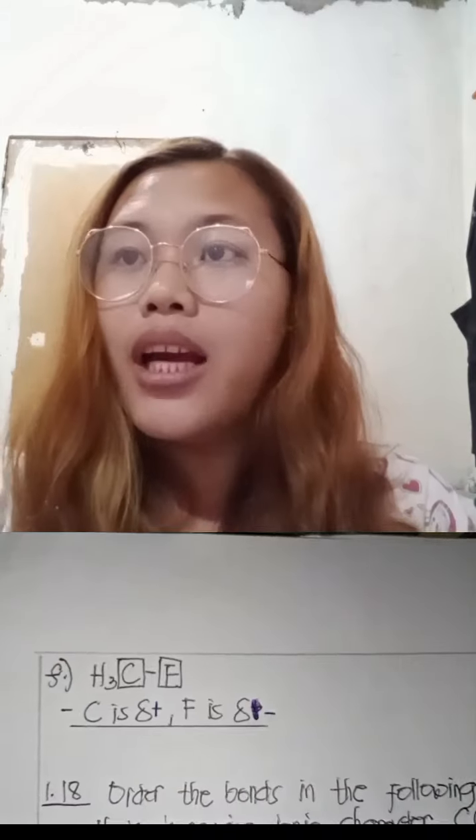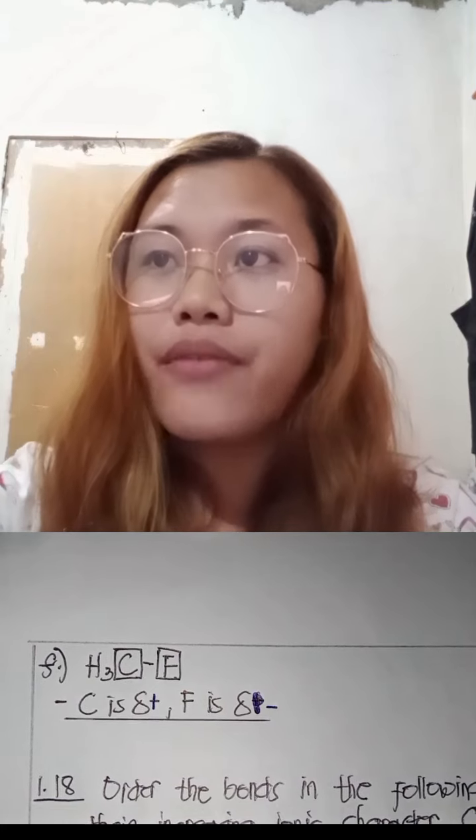Now letter F, carbon and fluorine. So carbon has 2.5 electronegativity and fluorine has 4.1. So fluorine is more electronegative. That means carbon is partially positive and fluorine is partially negative.